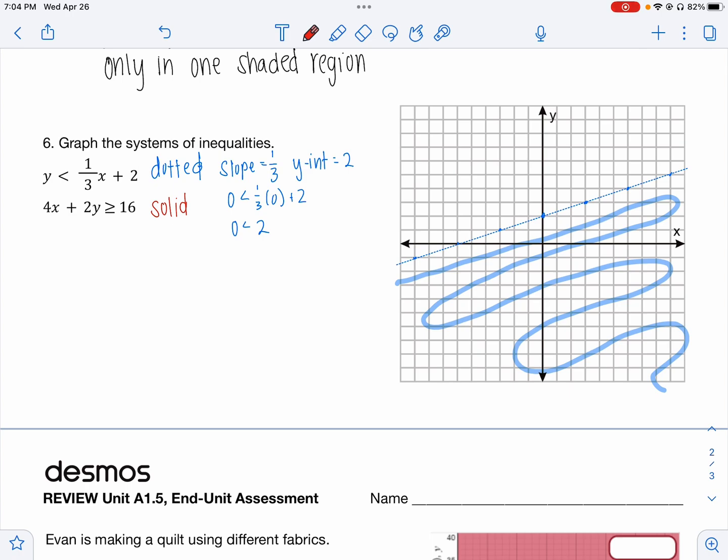Okay, this next equation is not in the form where we can clearly see the slope and the y-intercept, so change it to that form. Because we're just going to be doing some equation work, I'm going to act like it is an equation for a second. So subtract 4x on each side to get y by itself, divide by 2 everywhere. So we get y equals negative 2x plus 8. That means it's going to cross the y-axis at 8, and it's going to go down 2 over 1.